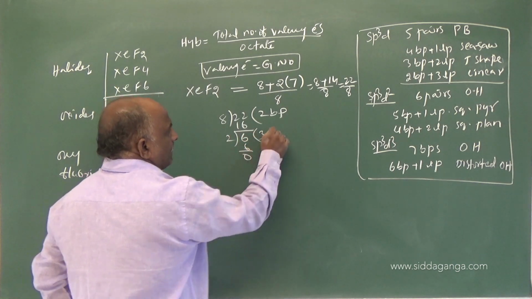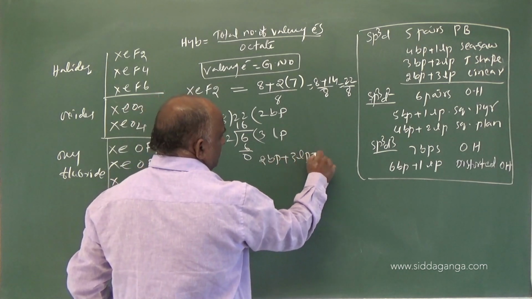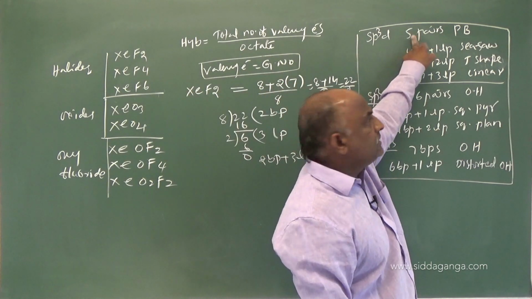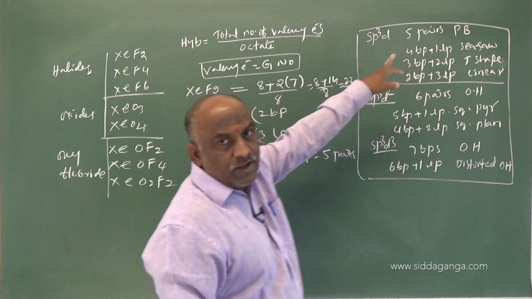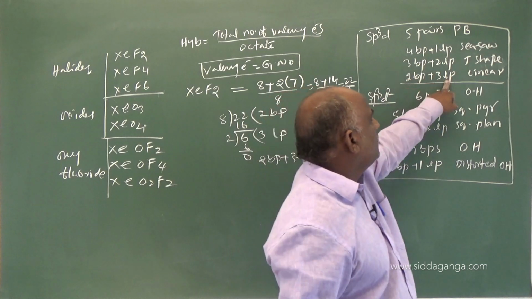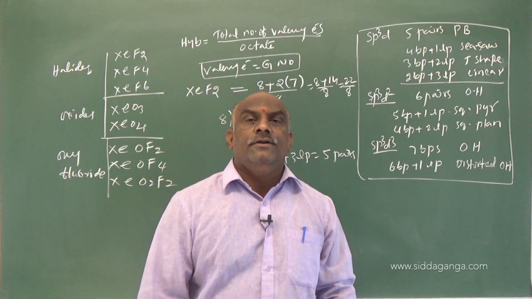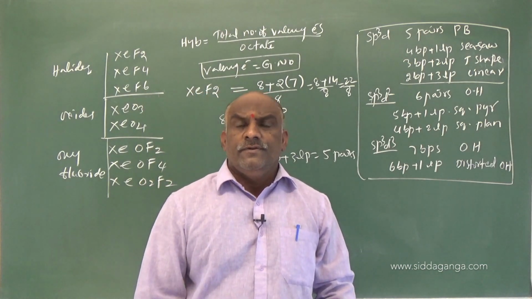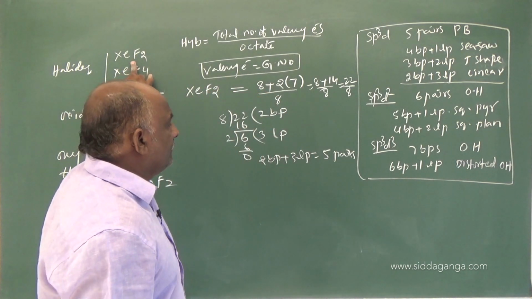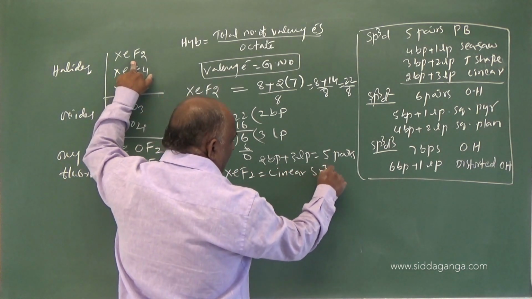2 threes are 6, so 3 lone pairs. So 2 bond pairs plus 3 lone pairs, total 5 pairs. 5 pairs gives a pentagonal bipyramidal shape, but here there are 2 bond pairs and 3 lone pairs. What is the shape of the geometry? Linear. So the geometry of XeF2 is linear, sp3d.